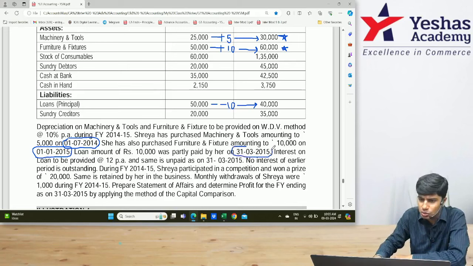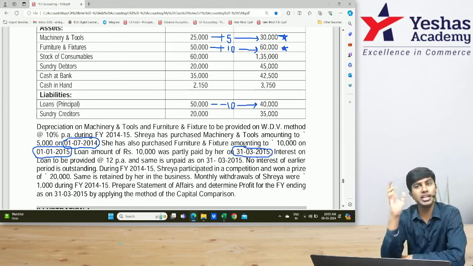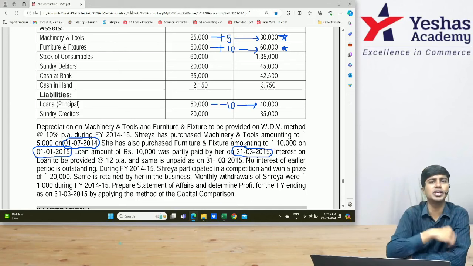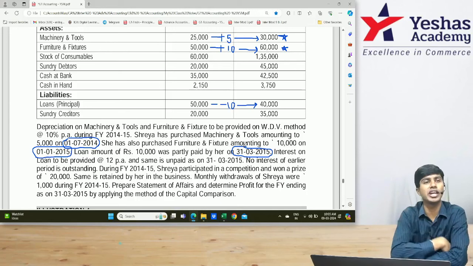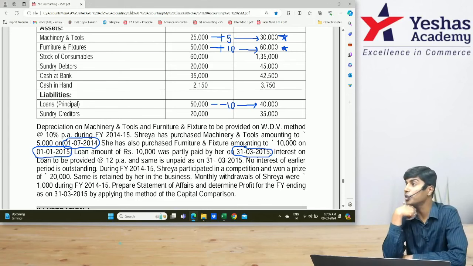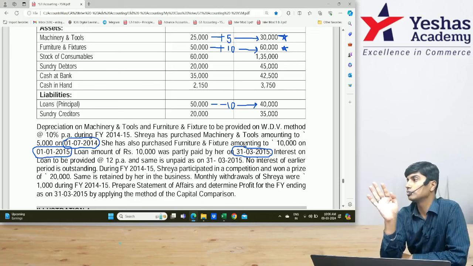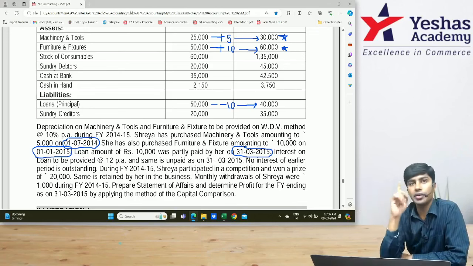31st of March 2015, closing day. On the closing day, she repaid 10. Throughout the year, how much is the outstanding principal? Very good. All the year, 50,000 is outstanding. On the last day they paid 10,000 principal and the outstanding became 40. Now, will you compute interest on 40? No, we should compute interest on 50,000, the entire 50,000 for 12 months.